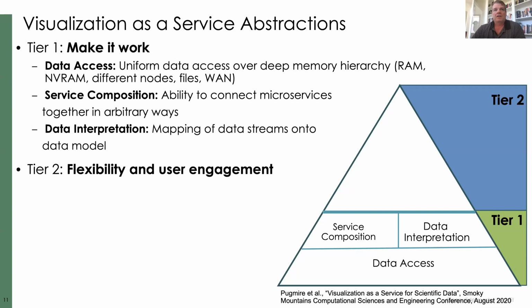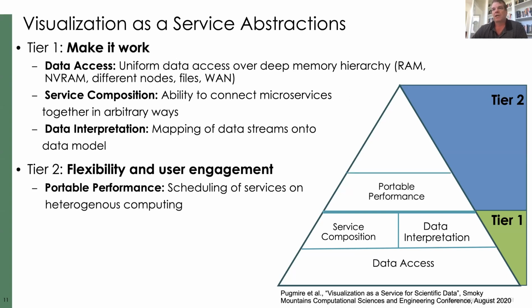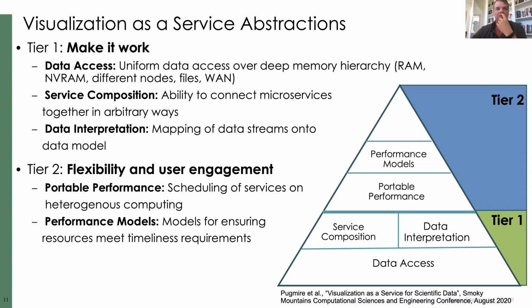And then the higher level tier is looking at flexibility and user engagement. And so, portable performance: we've got these heterogeneous nodes, and Viz could be scheduled on any one of those. You might have a GPU, or maybe you only have 8 cores. And so the services need to be able to run portably across a variety of resources. Dave alluded to this earlier, but there are different modes of running in situ Viz. And knowing how to run a service and where to run a service is not clear at all. So understanding where these need to be put in the workflow, and what resources they need, is an important thing.